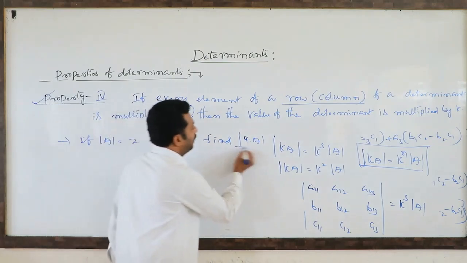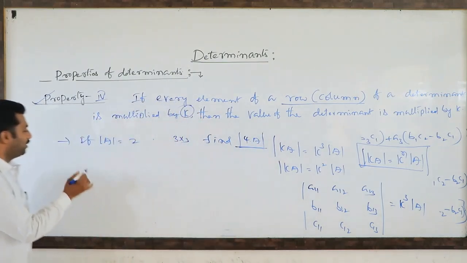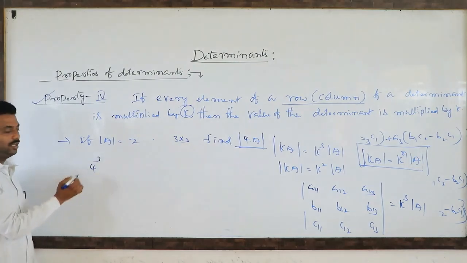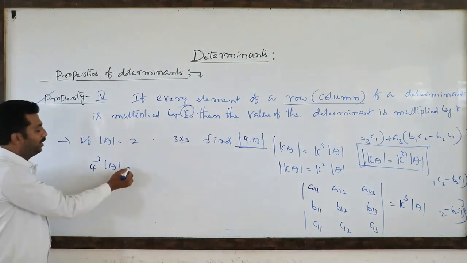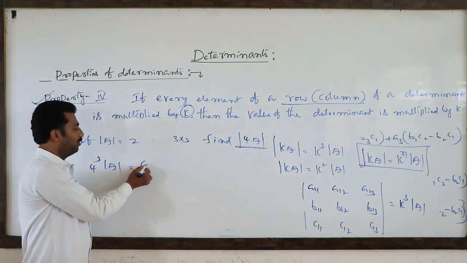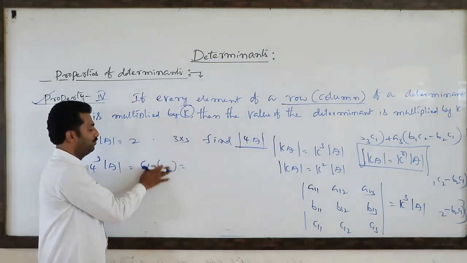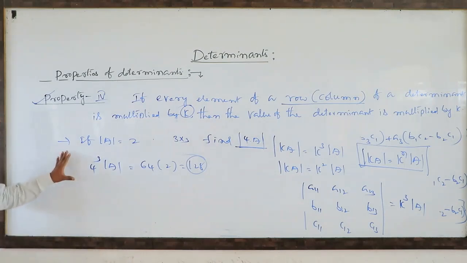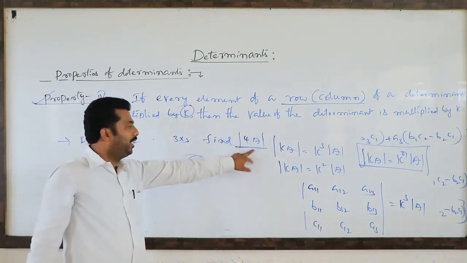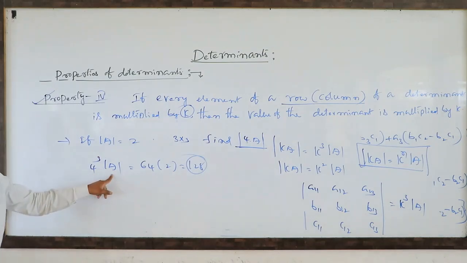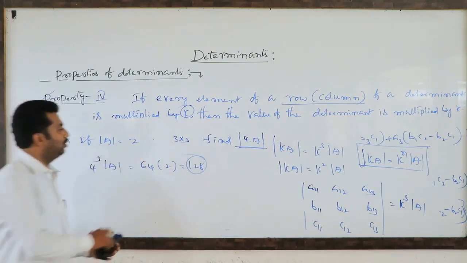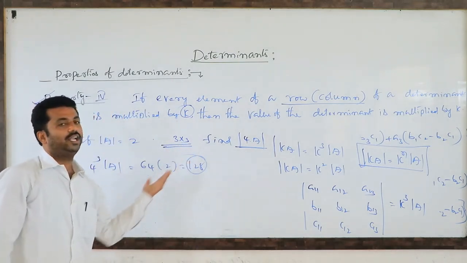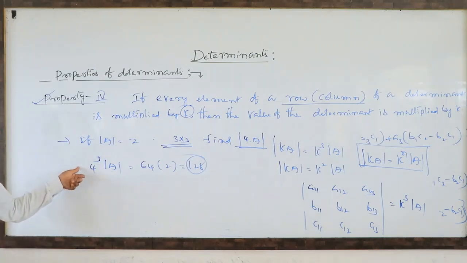So what is this? It is like determinant of kA type. So what is the formula? Determinant of kA means k power n, where n is the order of this matrix, which is 3, into determinant of A. So 4 cube, nothing but 64, into 2, that is 128. So like this, one more question they will ask. Determinant of kA equal to k power n into determinant of A, where n is the order of the matrix. So they will give the order of the matrix. If they are not giving the order of the matrix, you can write that the data is insufficient. So like that you have to answer.